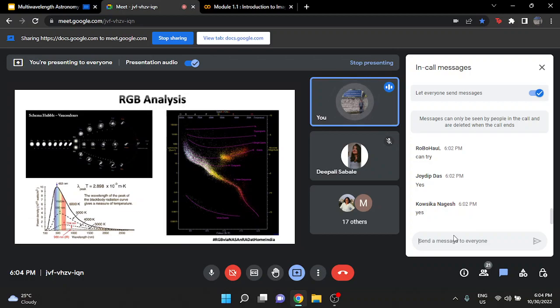And even if you want at any point more information like this on RGB analysis, or say on radio astronomy, or on a particular package, you can always say that also. So, any doubts? If you have no doubt, you can put a no in the chat. So, I believe you understood everything. Yeah.